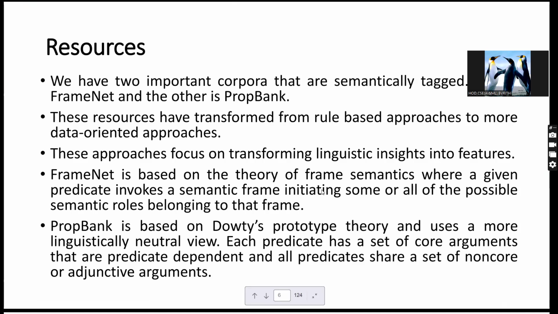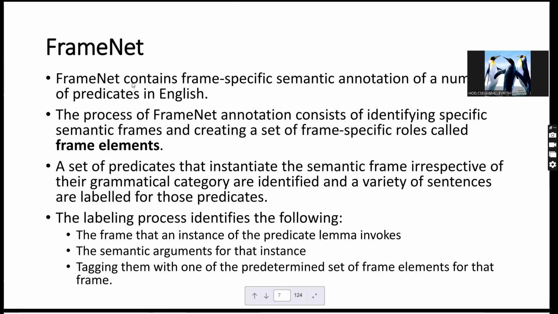FrameNet contains frame-specific semantic annotations. That is, for each and every frame, some semantic annotations are defined. Based on that, it specifies which words will be allotted to that particular frame. And each individual argument in the FrameNet is called a frame element. And the FrameNet will be labeled. The labeling process is divided into different types.